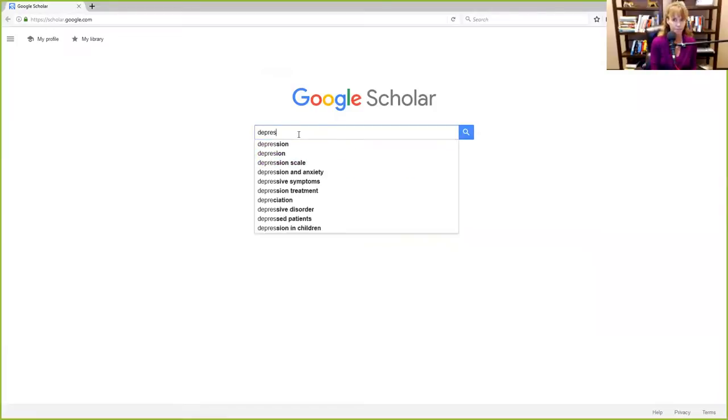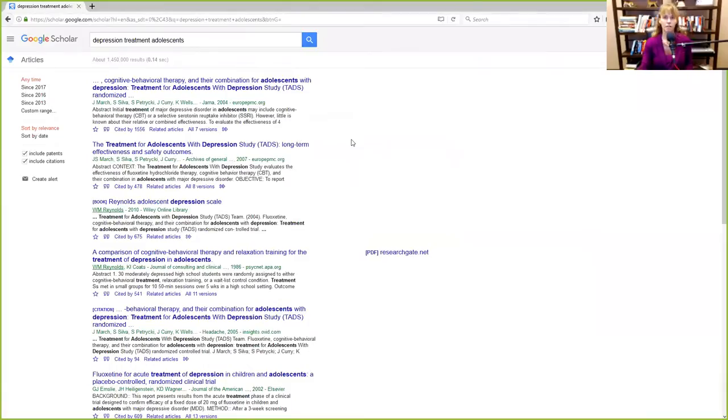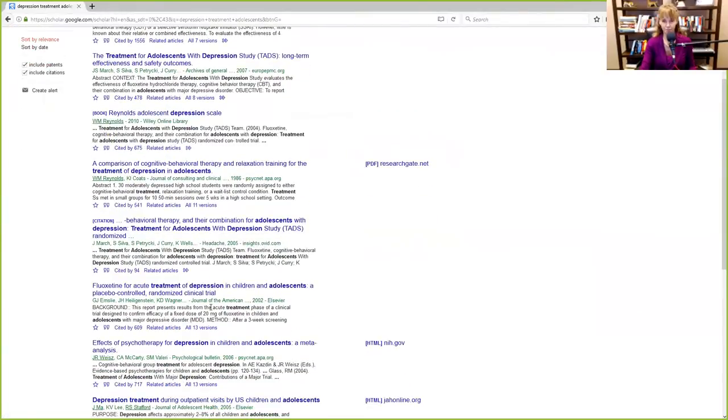So we'll look at articles that match depression treatment in adolescence. It tells you who wrote it, what journal it was published in, and where you can find it. Now, not all of these are going to be free full text, but it gives you a place to start. So here's another one looking at Prozac for acute treatment of depression in children and adolescents.